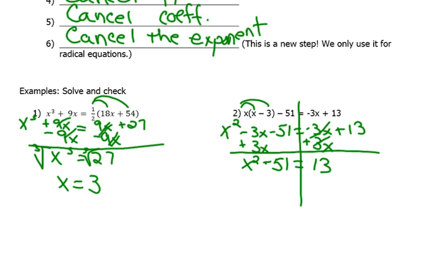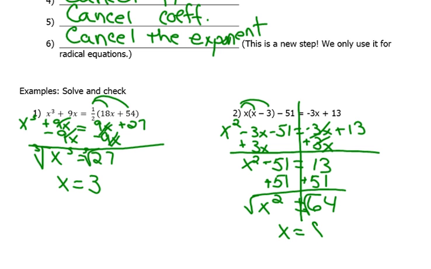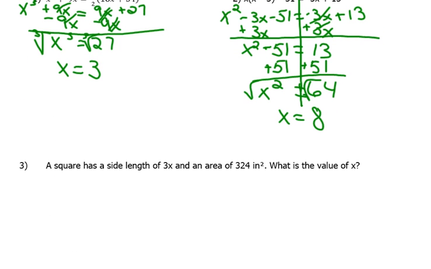Now I have to cancel adding or subtracting, so I'm going to add 51 to both sides. So x squared, and this is going to give me 64. Hopefully I added that correctly. Now I have to cancel the exponent, so the opposite of squaring is to take the square root. And the square root of 64 is 8. Okay, so I know it looks a little bit harder because we have these squares or cubes in there, but it's not any different than what we've been working at.